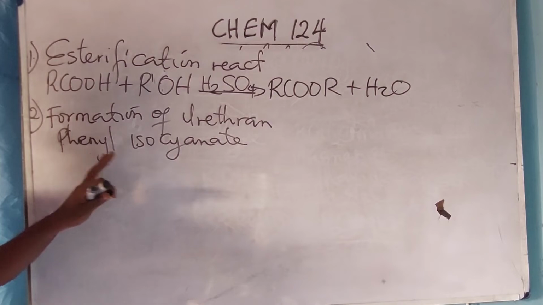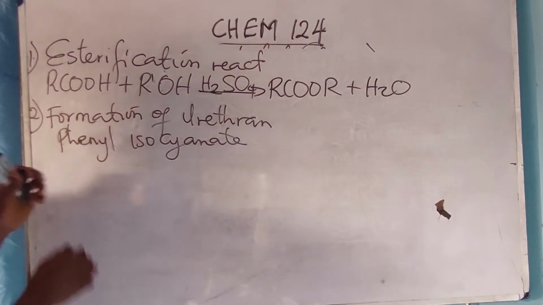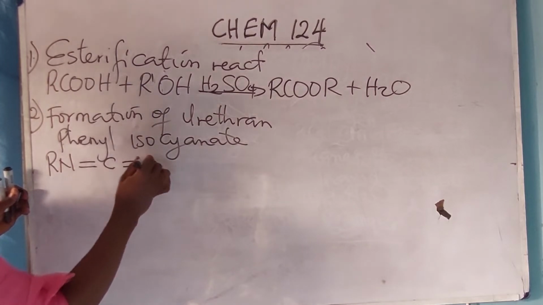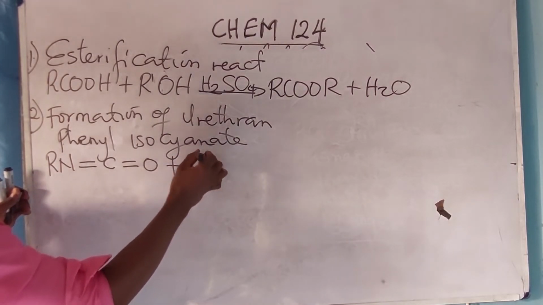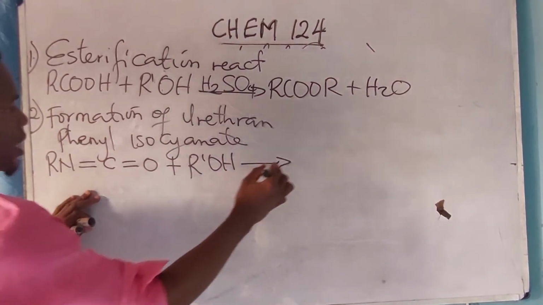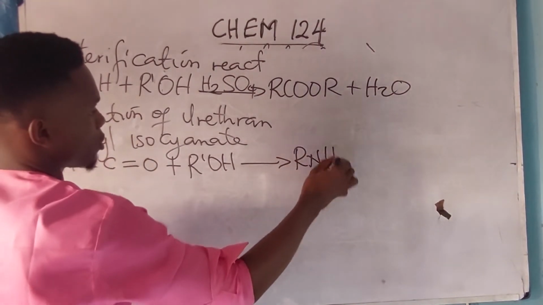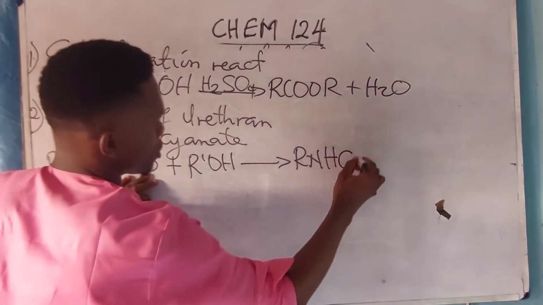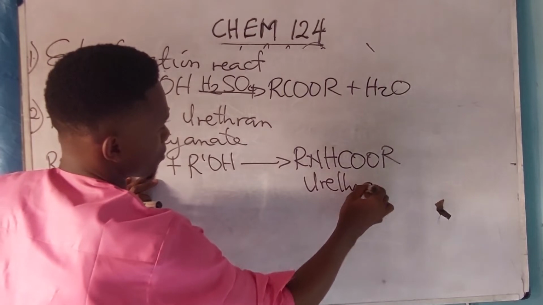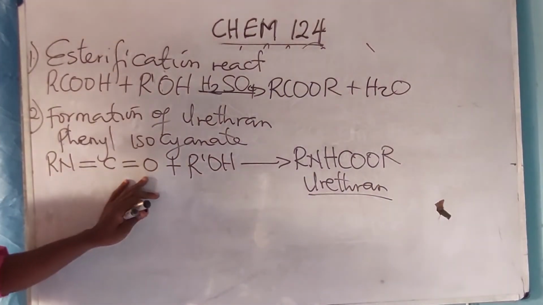Alcohol will react with phenyl isocyanate to form what? Urethane. This is Ph-N=C=O plus the alcohol, giving Ph-NH-COO-R. This is what? A urethane. So, formation of urethane.